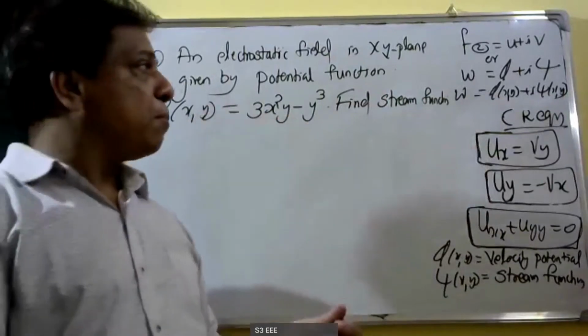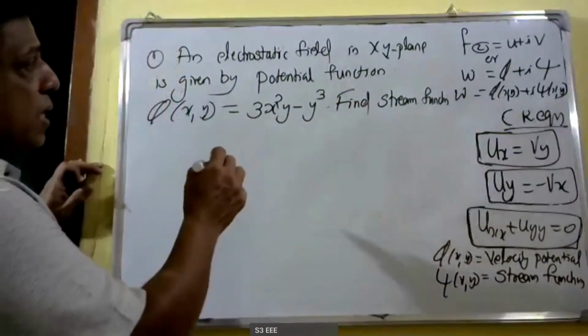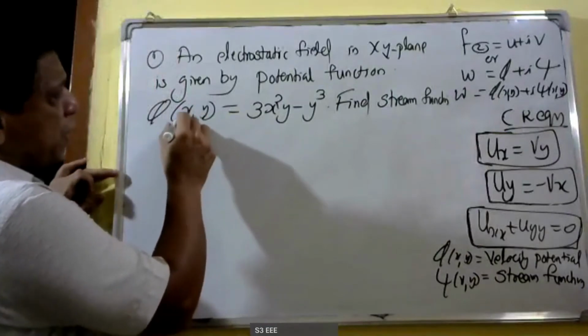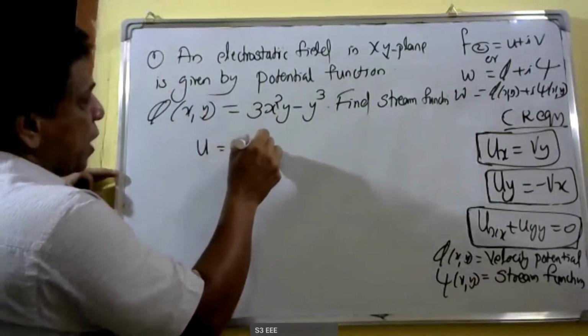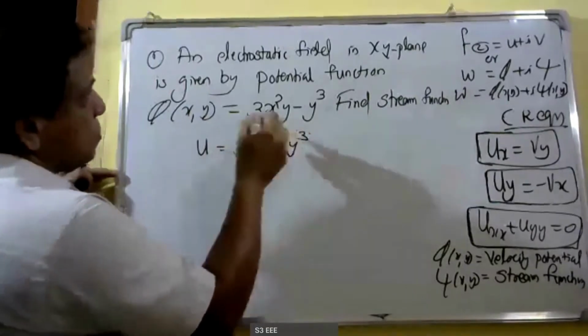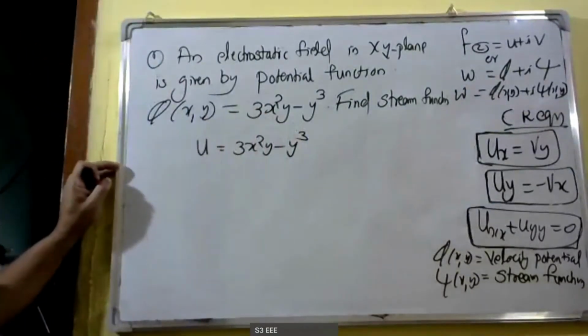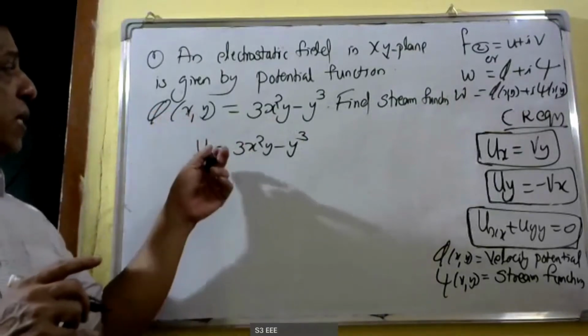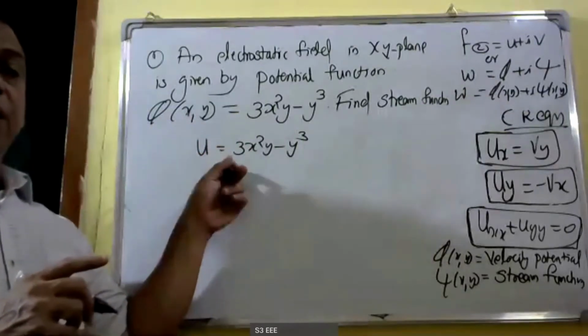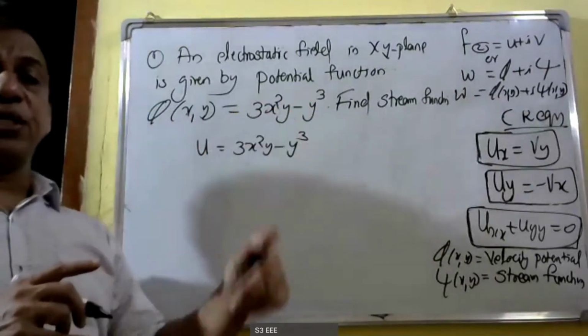We can do the same problem. Here phi of x, y is equal to u. Therefore, u is equal to 3x squared y minus y cubed. First, you have to check whether the function is harmonic. To check whether the function is harmonic, we have to show that uxx plus uyy is equal to 0.